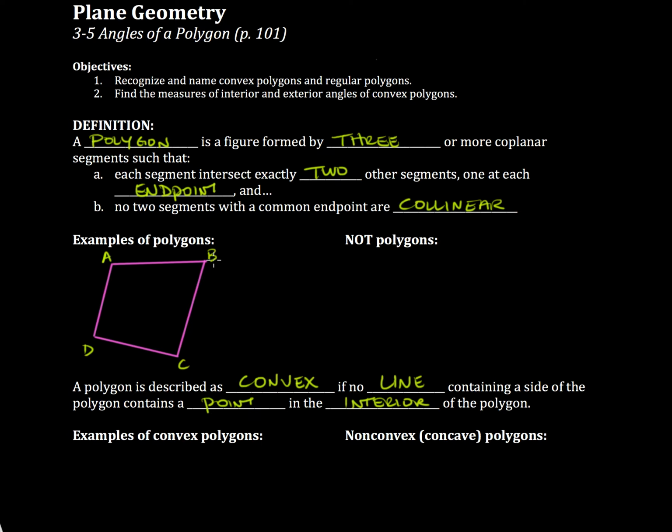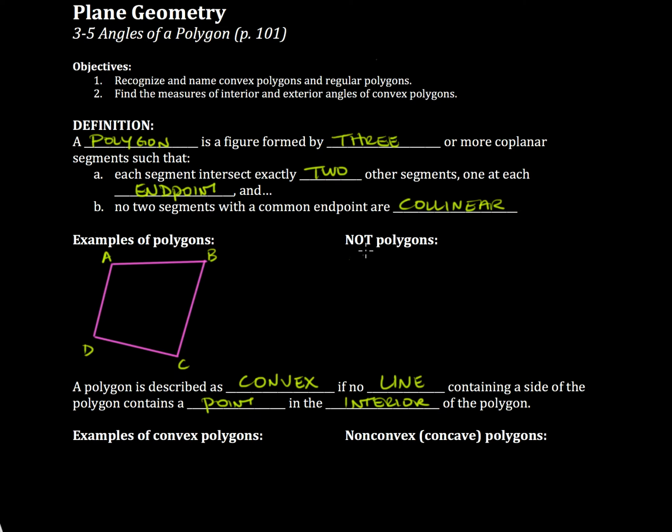So you can see segment AB is intersecting at one endpoint, it's intersecting segment BC, and at the other endpoint, it's intersecting segment AD. Segment AD is intersecting segment DC at one endpoint, and at the other endpoint, it's intersecting segment AB. And we can go around this polygon and see that each one of these segments is intersecting two other segments, one at each endpoint. And also, it says no two segments with a common endpoint are collinear. In other words, we're not just lining up segments, if you will.